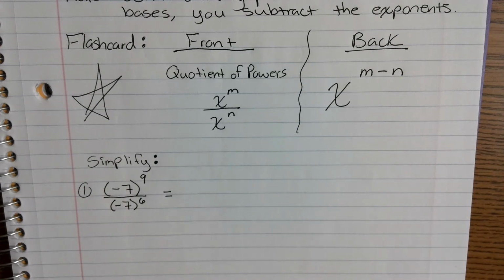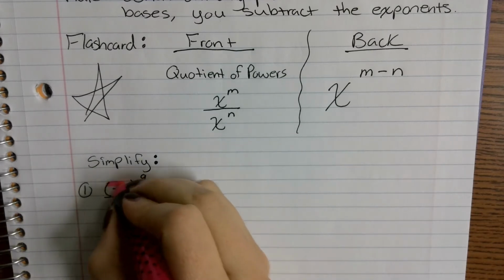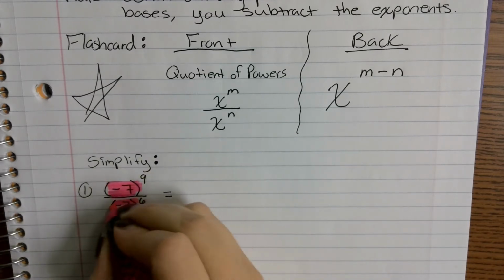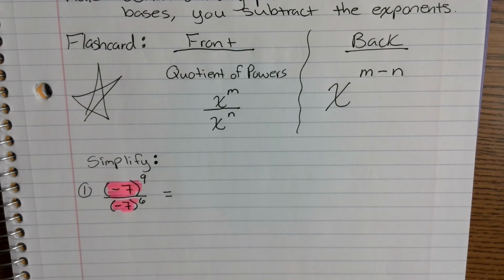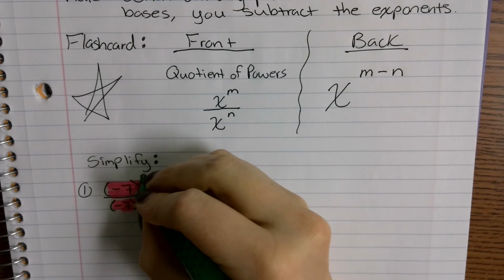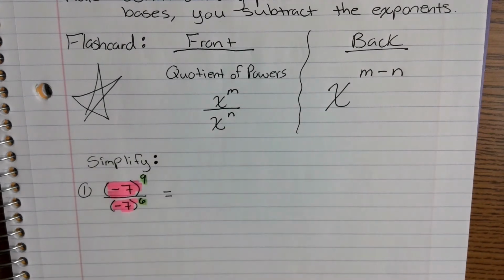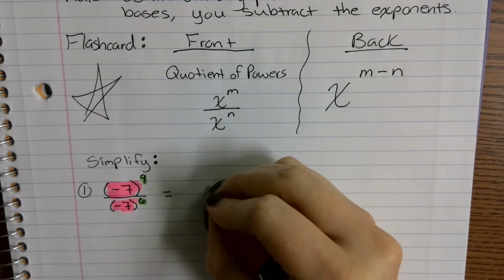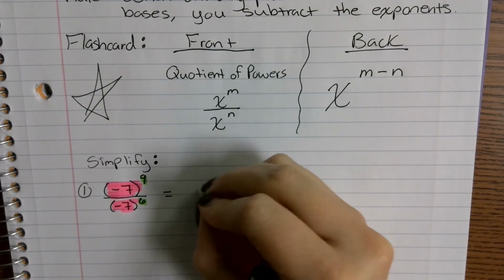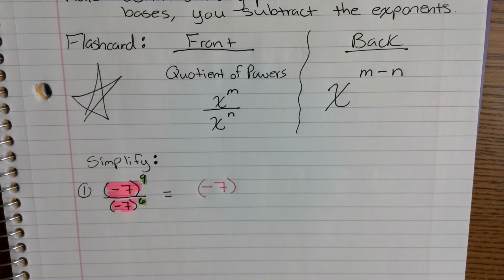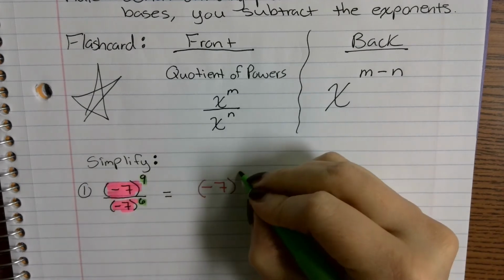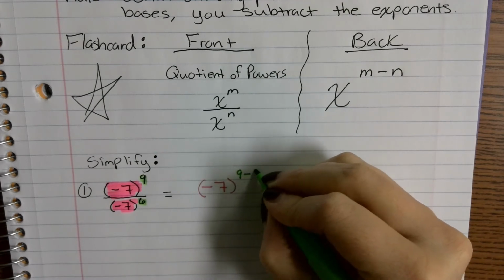Because of the fact that they are the same base, they are identical bases, I'm just going to be focusing on their exponent. Just focusing on the 9 and the 6. So the base is still going to stay the same. The base is going to stay a negative 7. I do need to put that negative 7 inside of parentheses. The only thing that's going to be changed is that 9 and that 6.